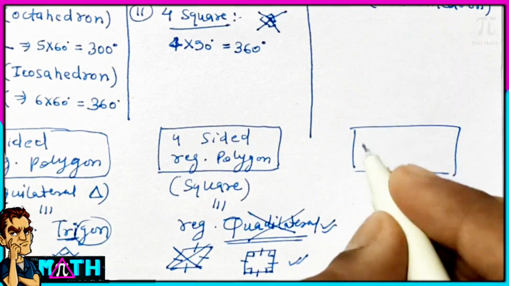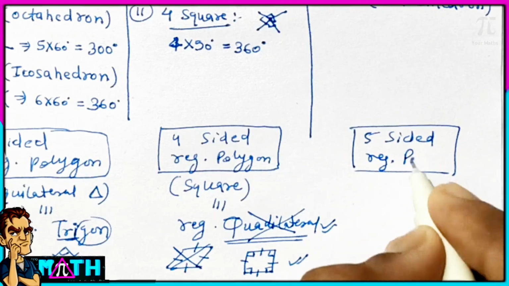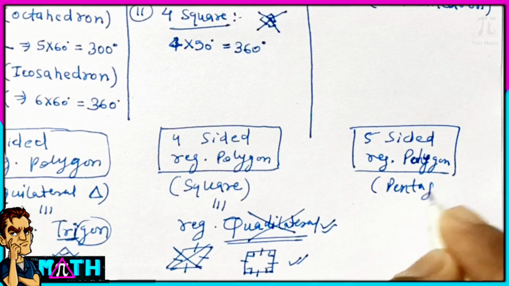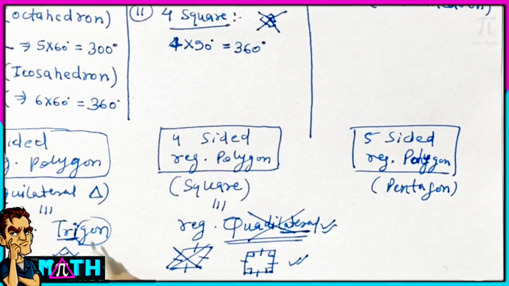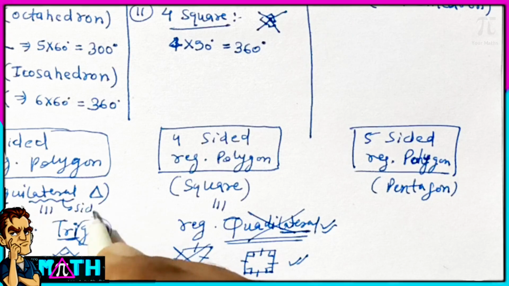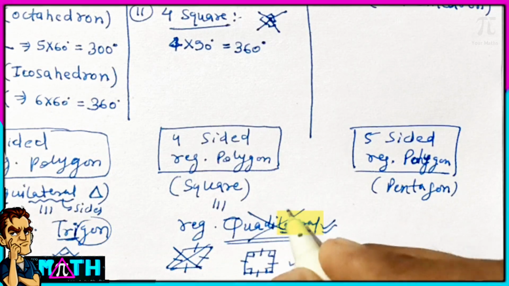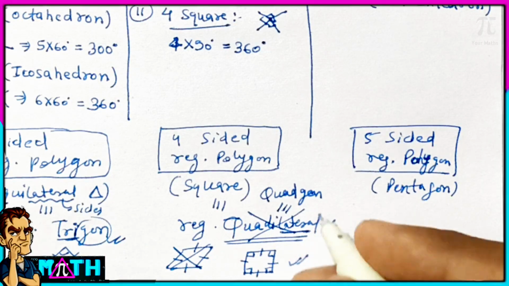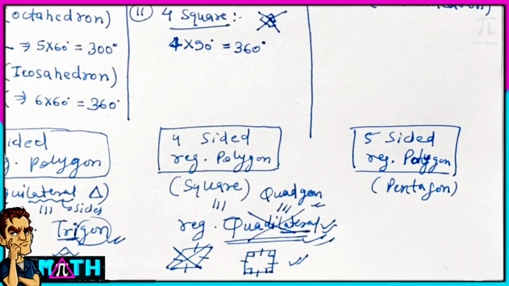Now the third possibility is our 5-sided regular polygon, which we call a pentagon, a 5-sided closed figure. Now you might think, what is lateral here? Lateral also means the same as gon, the sides. Here you can also call it quad-gon, but that is not very popular, so you simply use quadrilateral. Now a pentagon is simply a 5-sided closed figure, and it must also be regular, so all the sides as well as angles are equal, and then it is called a regular pentagon.